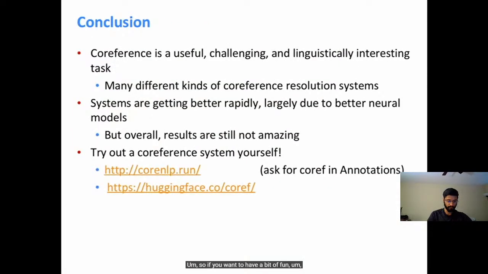So if you want to have a bit of fun, you can go out and try coreference systems for yourself. There's the Stanford one on the first link, or the one from Hugging Face is a good modern coreference system as well. And if you just try these out on some pieces of text, you'll notice they still get lots of things wrong. So there's still more work to do because this is just a harder language understanding task, just like Jerry Hobbs and Terry Winograd earlier observed. Okay, but I'll stop there for now.